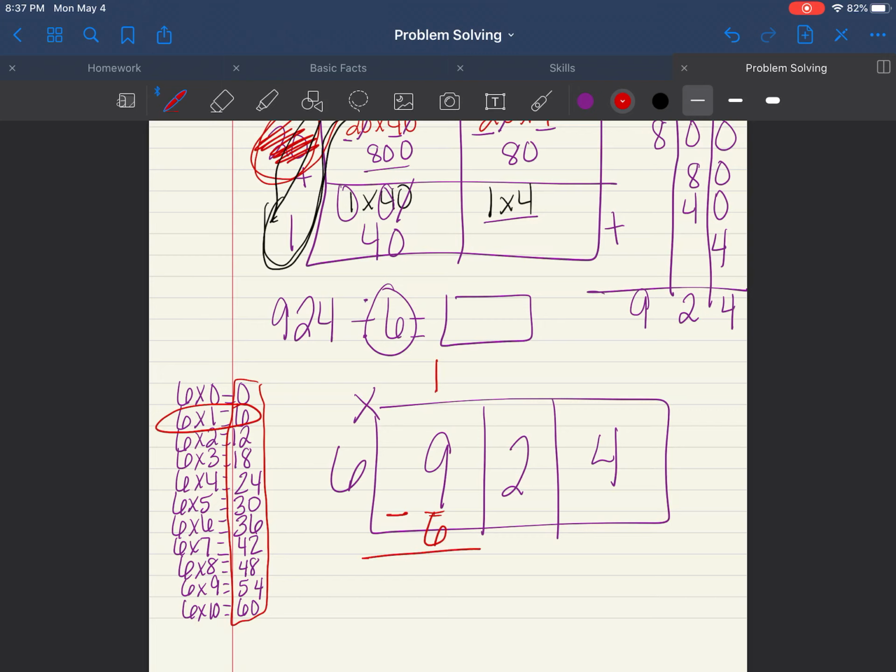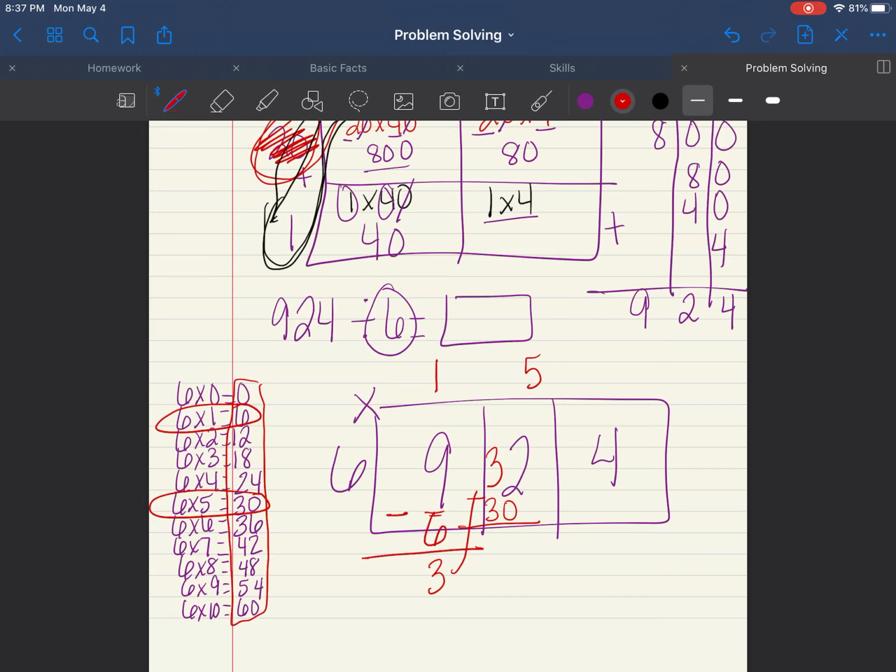So the first one's a 9. I do not have a 9, but I do have a 6. So I'm going to use the 6. 6 times 1 equals 6. We subtract. 9 minus 6 equals 3. We bring up, so now we have 32.